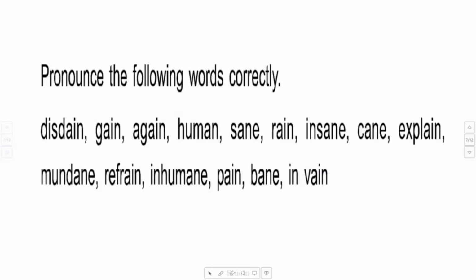Pronounce the words correctly. Here are a few words taken from the poem. You have to produce, you have to articulate, you have to say the words loud correctly. So I am just saying the words aloud. You have to listen and practice back at home. Disdain, gain, again, human, sane, rain, insane, cane, explain, mundane, refrain, in vain, pain, bane, in vain. These are the words you have to practice.